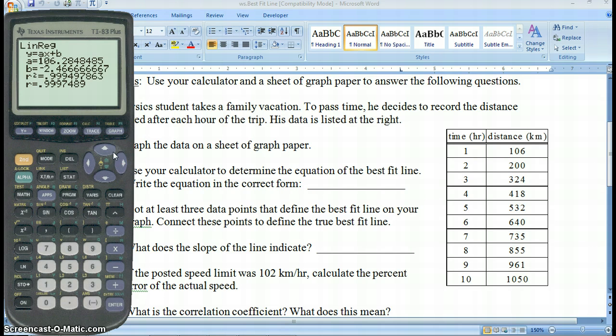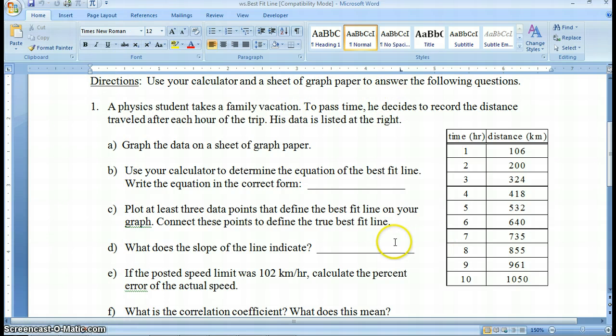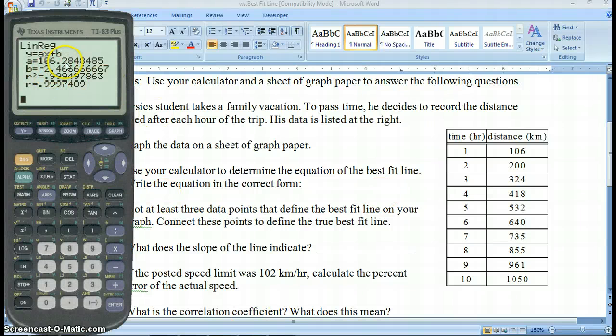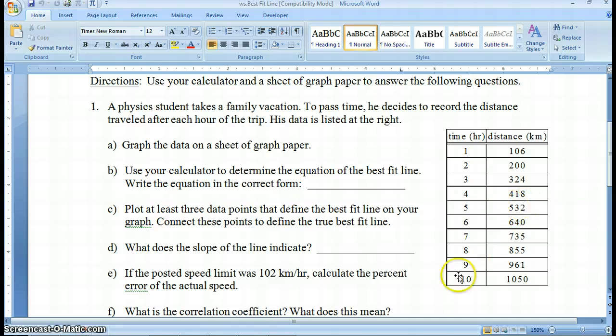So to correctly interpret what that slope means, let's go back to our problem. It says here, use your calculator to determine the equation of the best fit line. Write the equation in the correct form. So you would write that there. But what does the slope of the line indicate? It looks like we're graphing distance versus time. So that's kilometers versus hours. Whenever we compare a distance versus a time, that's a speed, or a velocity would be correct too. So the units for that would be in kilometers per hour. So 106.28 kilometers per hour is the speed.